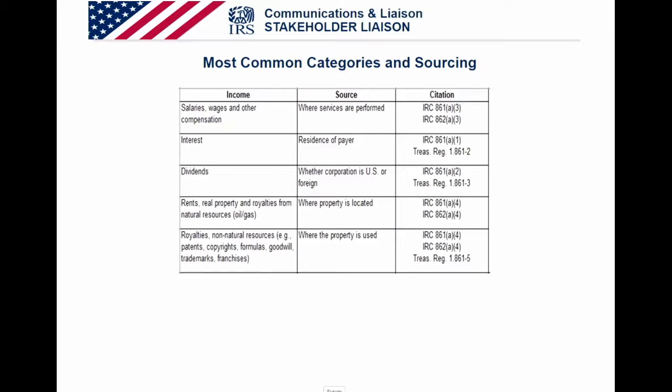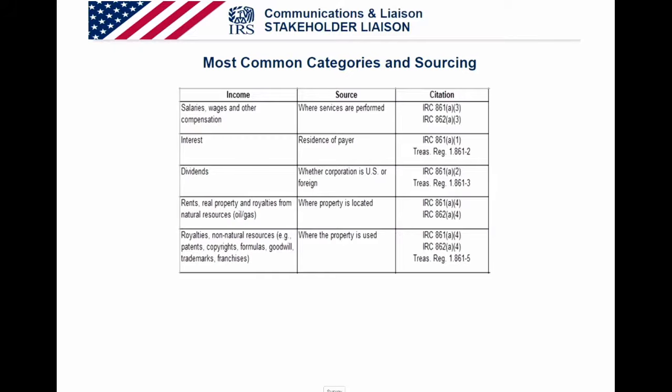And the most common general category is salaries and other compensation. Labor or personal services is income from sources inside or outside the U.S., depending on where the labor or services are performed, regardless of your citizenship or residency. And compensation includes wages, tips, salaries, and other employee compensation, as well as earnings from self-employment. If compensation for labor and services is earned both inside and outside the United States, an allocation must be made under the regulations.